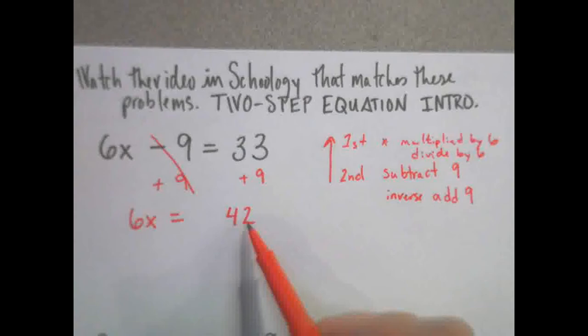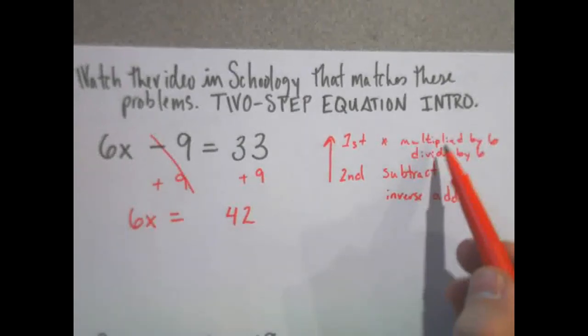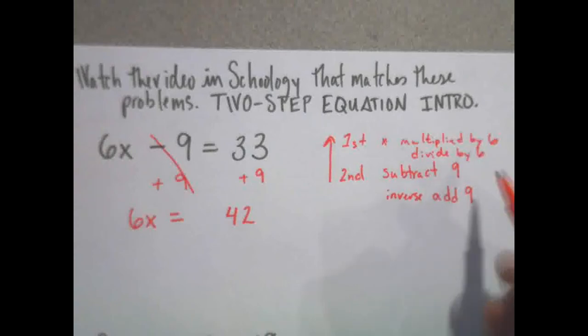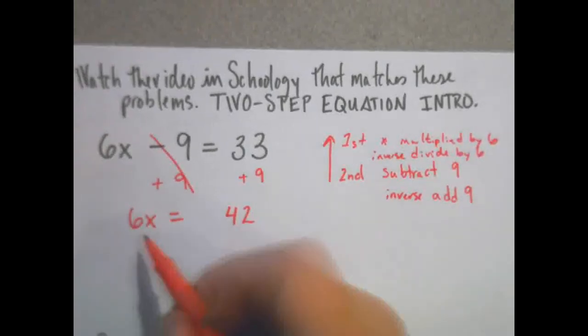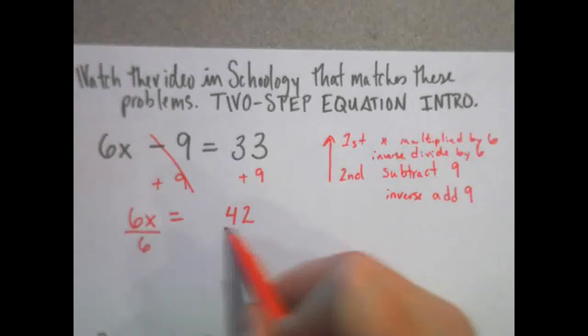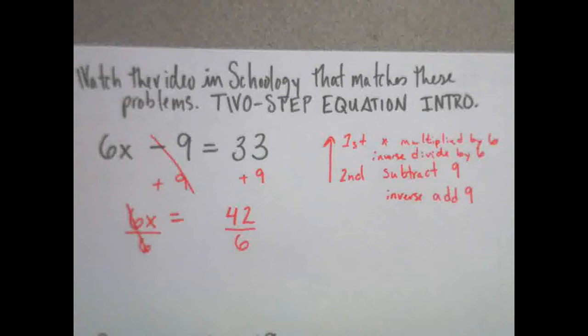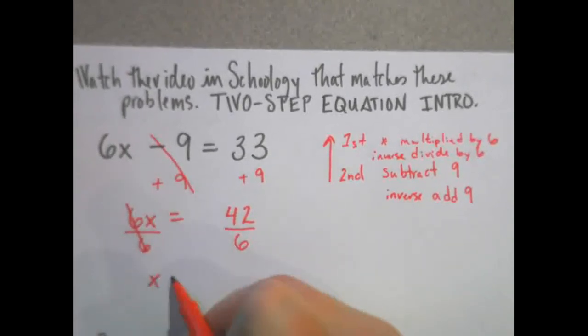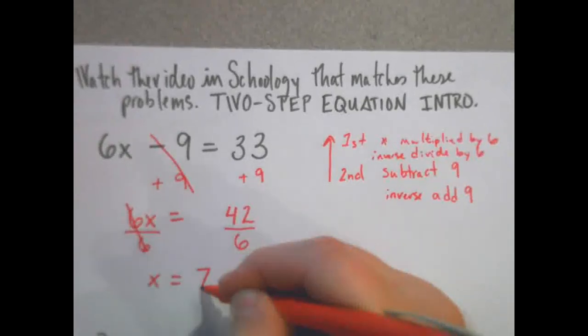6 times what number is 42? I can use my inverse operations. Again, if I'm multiplying by 6, I divide by 6. That is my inverse, is to divide by 6. So I'm going to divide, again, both sides by 6. The purpose in doing that is to clear that out. 6x divided by 6 is just x. And 42 divided by 6, well, that simplifies to 7.